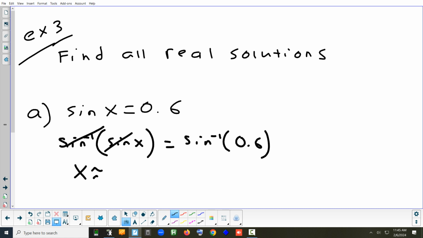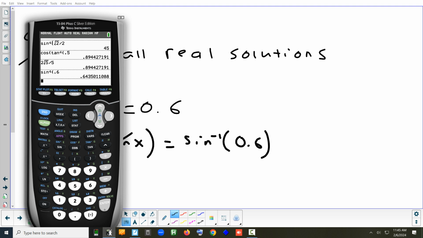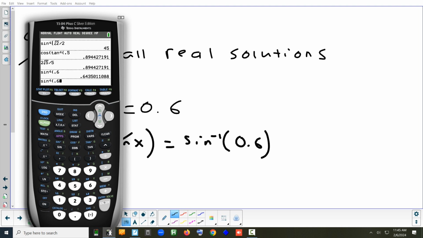And we get x is about, okay, let's do it in degrees. And now I'm going to type in inverse sine of 0.6. But I said degrees. So let's do it in degrees. Okay, you get about 36.87 degrees.